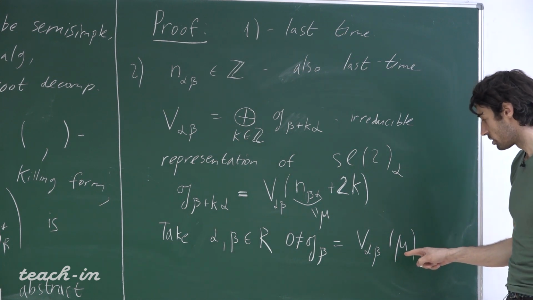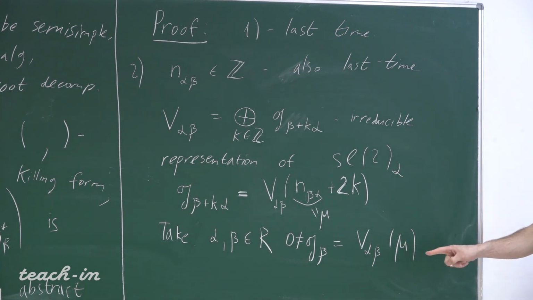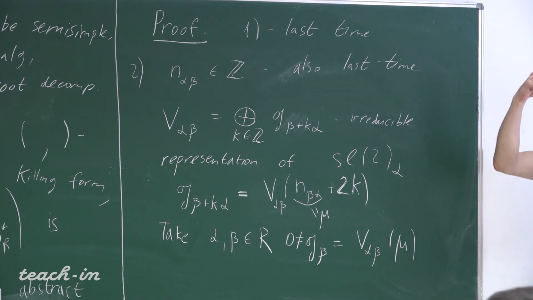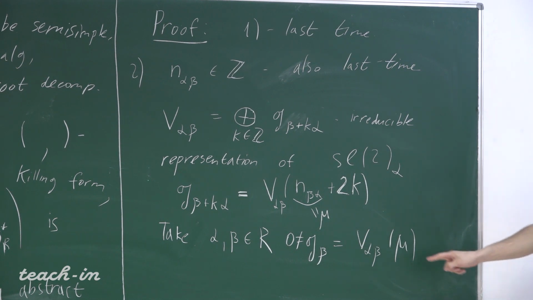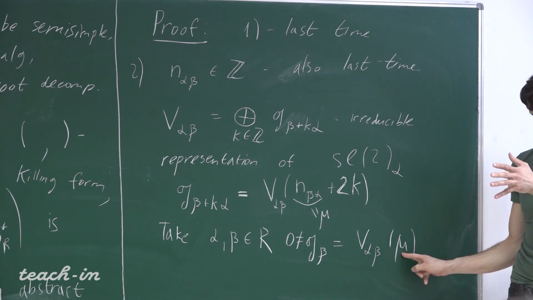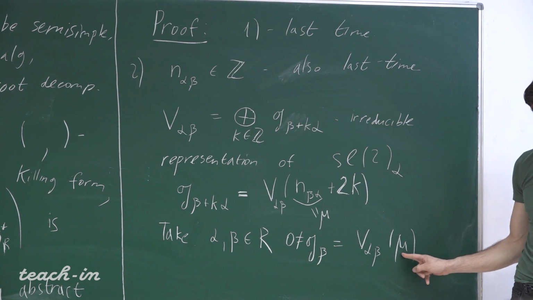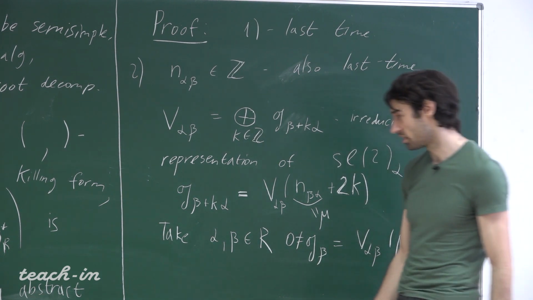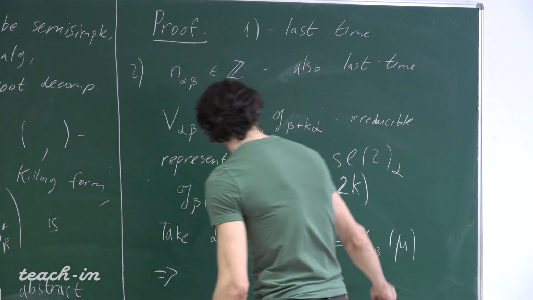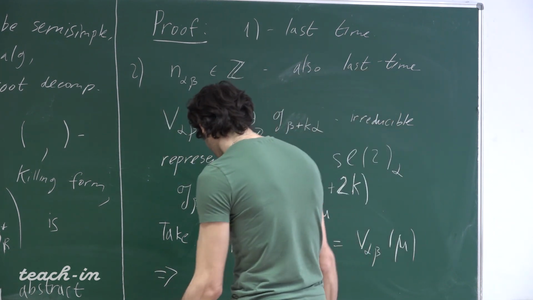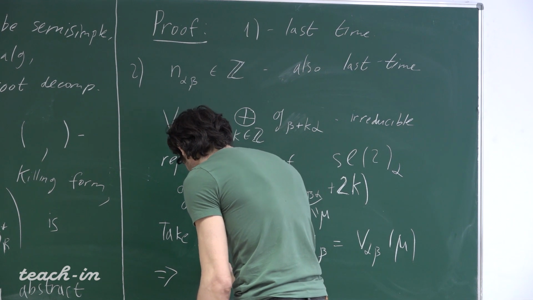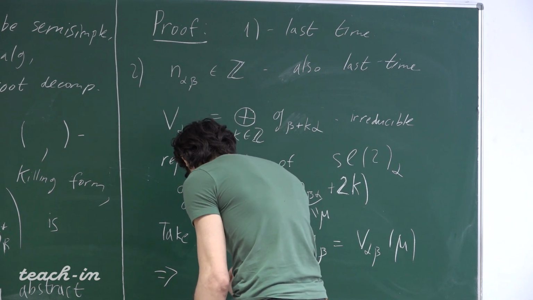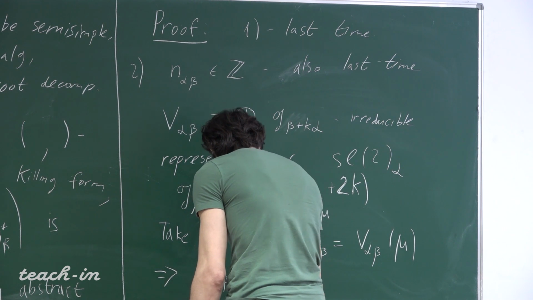Therefore, let's again recall the representation theory of SL2. The weights are symmetric with respect to 0. So if I have weight mu, then I have weight negative mu. Since mu is a weight, then negative mu is a weight, and V alpha beta of negative mu is not 0.